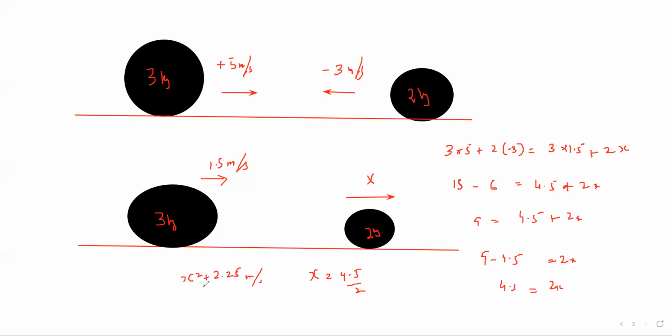But you can see our final answer is coming out positive. It means the direction which we assumed to solve this is correct. So it is actually moving towards the right with a speed of 2.25 meters per second. But if the final answer is coming out negative, it means the direction which we assumed is not correct. Actually, this object moves in the opposite direction to what we assumed. Is it clear? This example is related to conservation of momentum.